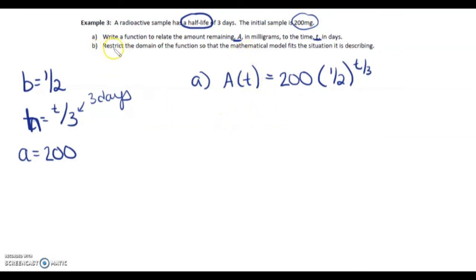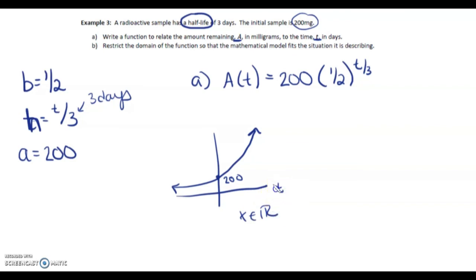Now we're going to restrict the domain on the function so that the mathematical model fits the situation. Usually this model would be 200 here, and it would go x ∈ R. However, if we're talking about time, any negative number is undefined. So how you restrict is you put a comma, and then you put t is greater than or equal to 0. Time is greater than or equal to 0.